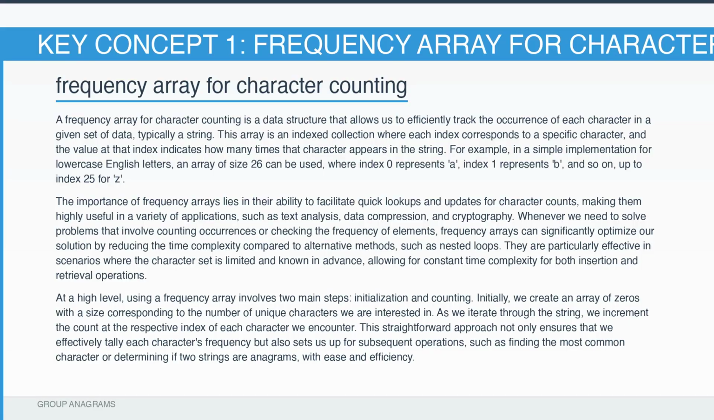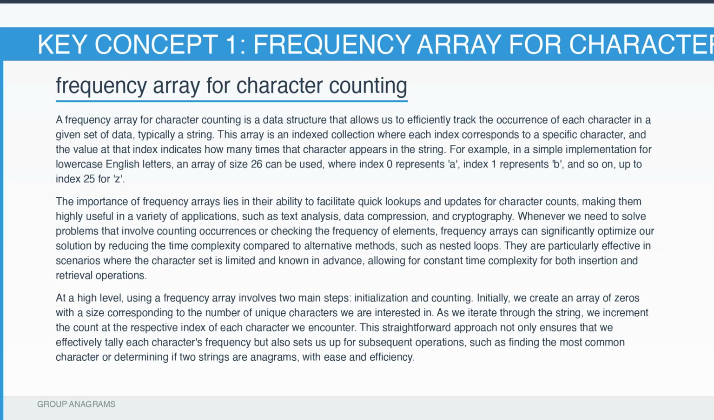A frequency array for character counting is a powerful tool that helps us track how often each character appears in a string. Imagine this array as a row of boxes, each labeled with a letter from A to Z. If we take an array of size 26, index 0 represents A, index 1 represents B, and so forth, up to index 25 for Z. When we look at a string, we can easily check how many times each character shows up by simply counting and updating the respective box in our array. This method is efficient, allowing us to find character frequencies quickly without the need for complex loops.